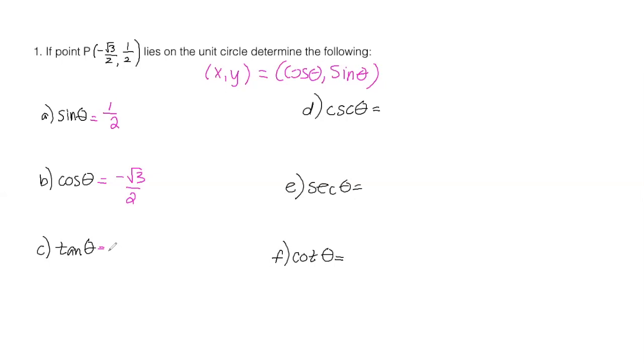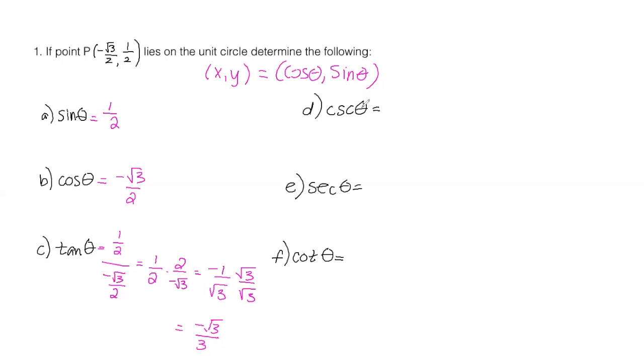And tan theta is always y over x, so sine theta, 1/2, over cosine theta, negative rad 3 over 2. I'm not going to leave that as a complex fraction, so I'm going to keep, change, flip. I end up with negative 1 over rad 3. I'm going to rationalize by multiplying by rad 3 over 3, and my final here is negative rad 3 over 3. For my reciprocal functions, I just need to flip.